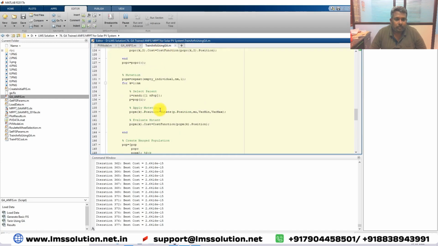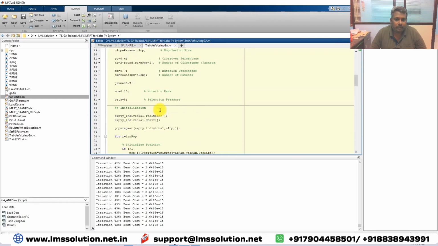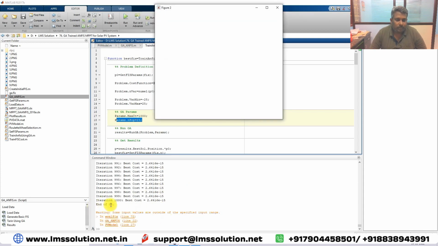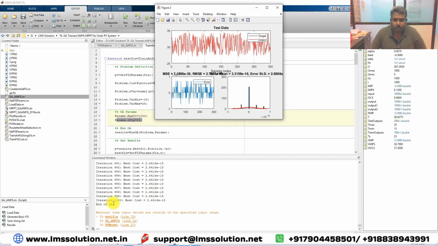Here the total number of iterations is considered. The maximum iteration is 1000 and the maximum population, or the number of population parameters, is 45. After 1000 iterations we take the network. Now the program is completed, that means GA has completed the program.